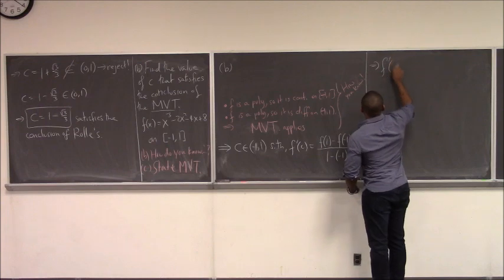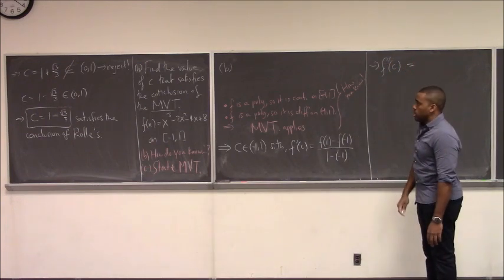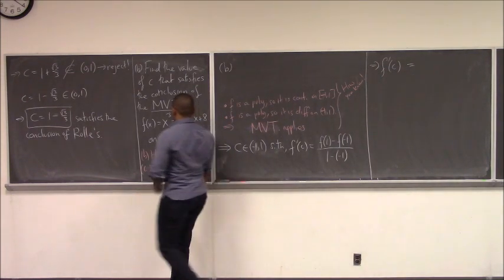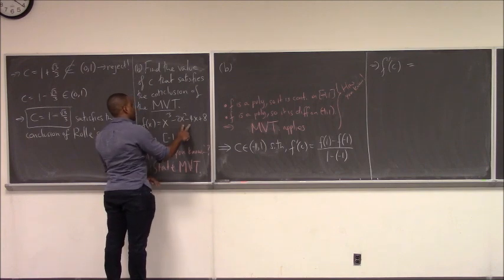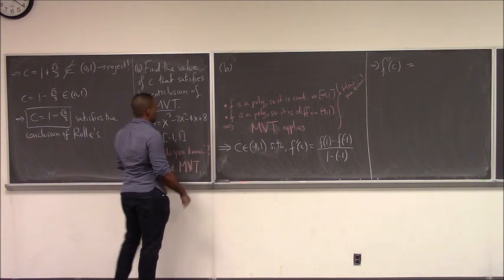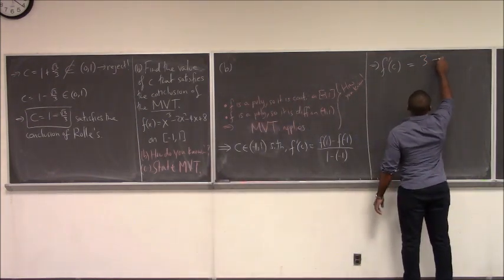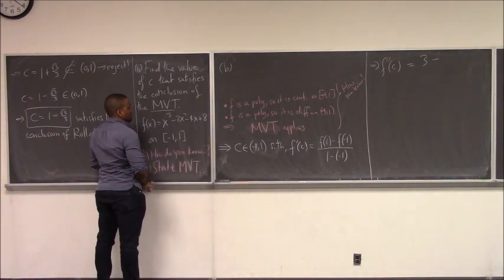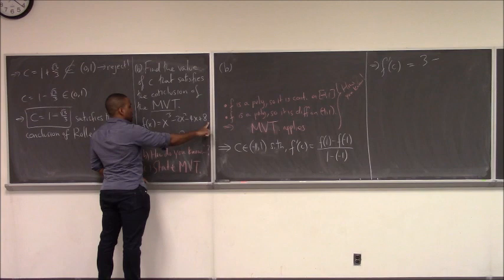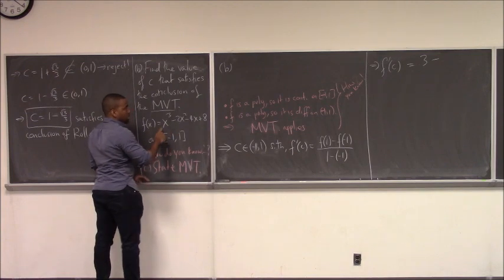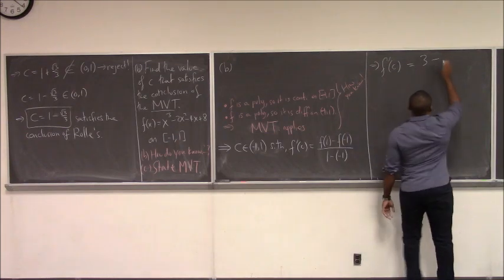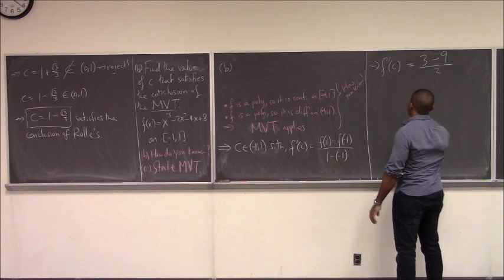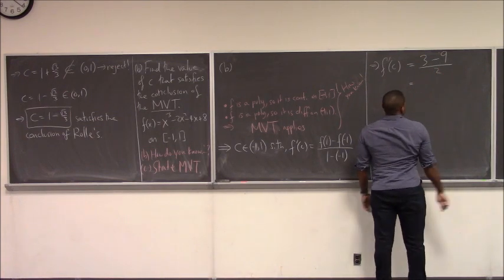So this implies f prime of c is going to be equal to f of 1 minus f of minus 1, over 2. Well, f of 1 is going to be minus 6 plus 2. Is that 3? Yeah. Minus f of minus 1. Okay, so that's going to be 6 plus 4, that's 10 minus 1, is that 9? So that'll be minus 6 over 2, so that's minus 3.